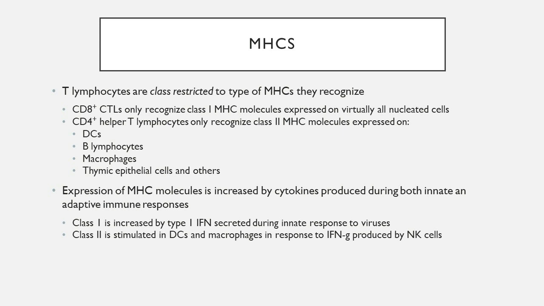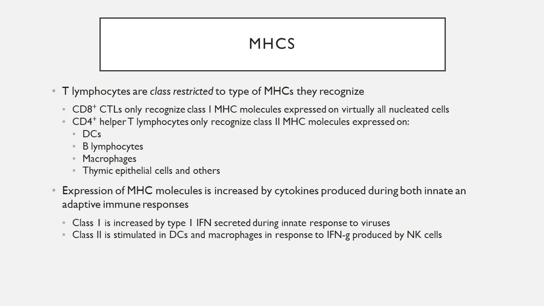Now, going back to the expression of major histocompatibility complex, I had alluded to this earlier, this concept of class restriction. And what that means is that there's two different classes of MHC molecules that are appropriately called class 1 and class 2. And T lymphocytes are class restricted to the types of MHCs that they can recognize, because there's two major subtypes of T lymphocytes, CD8 plus cells and CD4 plus cells. CD8 plus cells can only recognize the class 1 MHC molecule. Now remember, that's expressed on virtually all nucleated cells because all cells can get infected with viruses. All cells are capable of developing cancer or becoming cancerous.